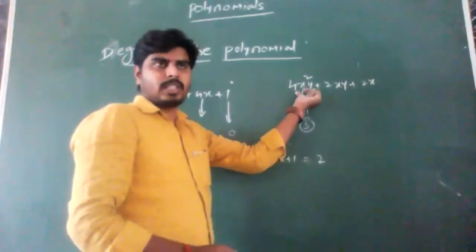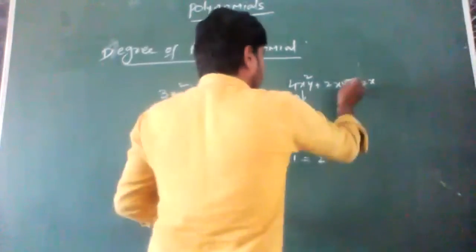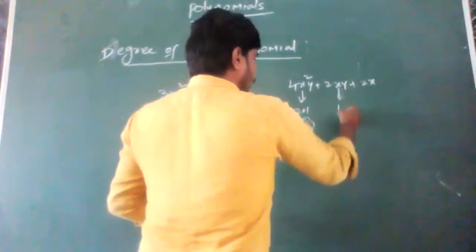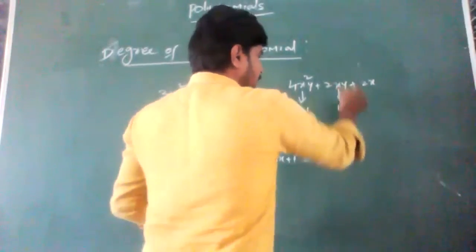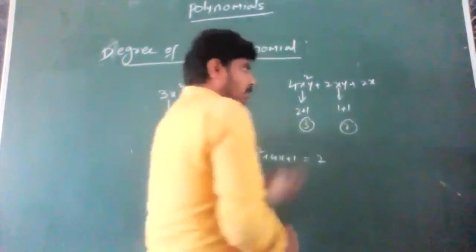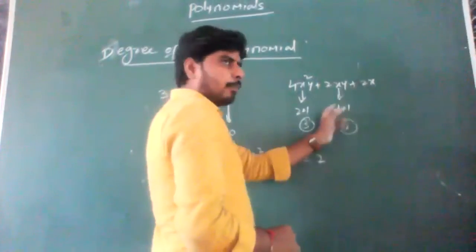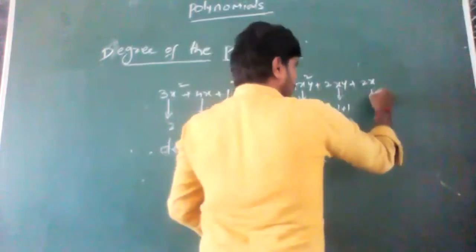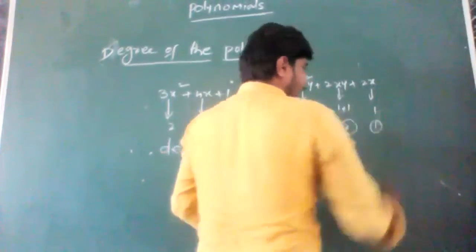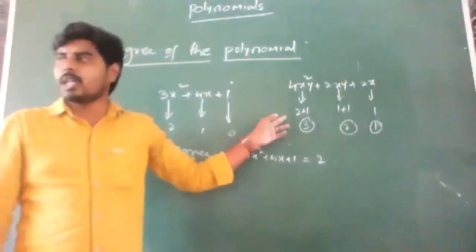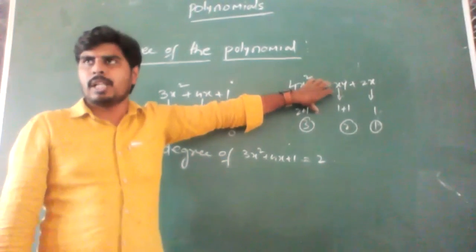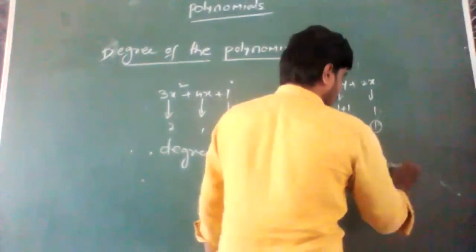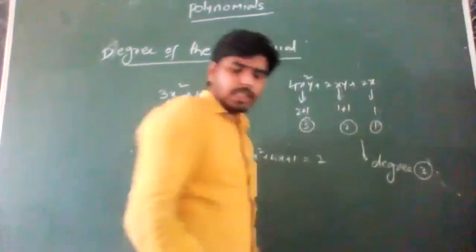You may ask this kind of question in multiple choice. And coming to this, exponent of x is 1, y is also 1. 1 plus 1 is 2, the degree of this particular term. And this one is 1. Which is the highest? So the degree of this polynomial is? Any doubts? So the degree is, got it? Any doubts?